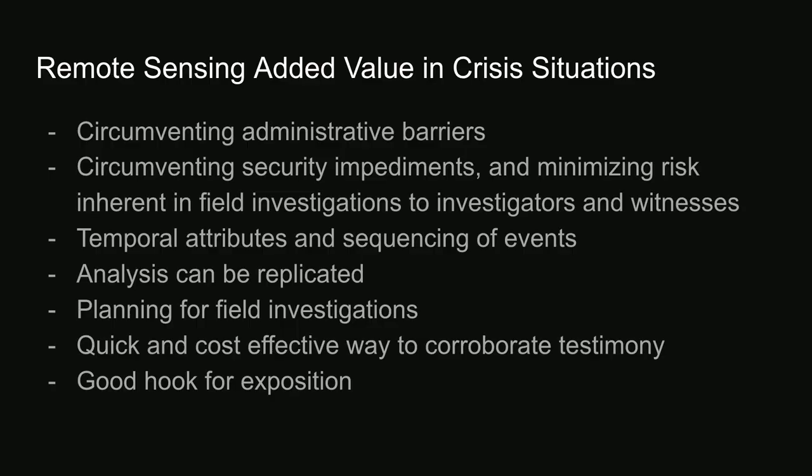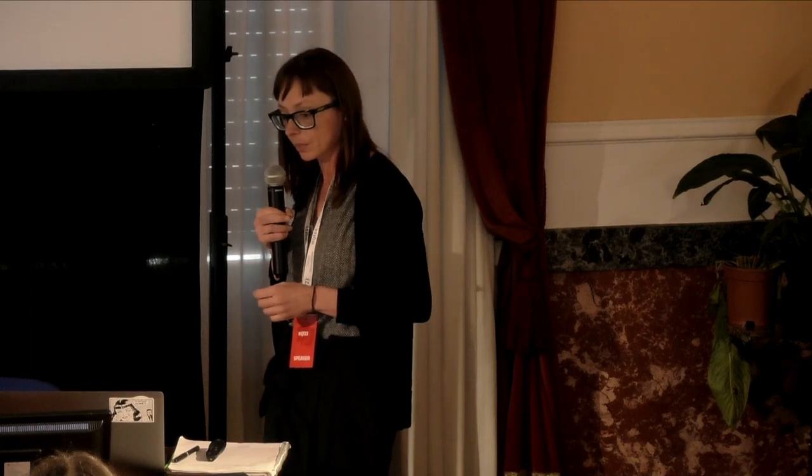A few more words, and then I'll show the pretty pictures. So, the remote sensing added value. If you're talking about a crisis situation, a couple of the main things is you can get access to this area. You might not be able to access the area immediately, but with satellite imagery, especially because there are so many satellites out there today, you could see it within a few days. There are also security impediments. So maybe you don't want to send a journalist to the field. We are often very protective of our researchers, but they can still get some visual elements from the ground by looking at satellite imagery. We also look at the temporal attributes and sequencing of events.